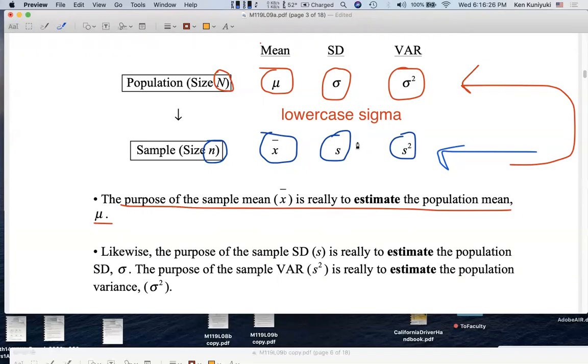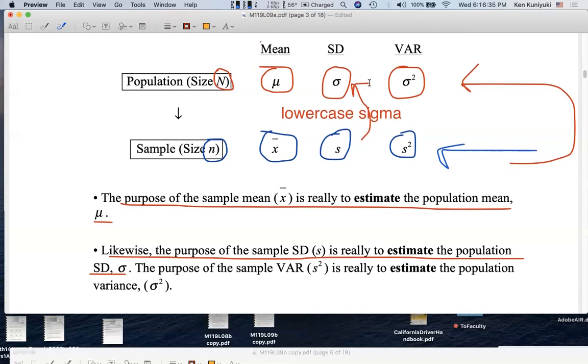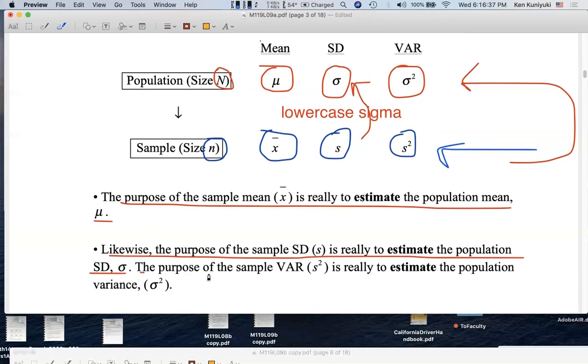Likewise, the purpose of the sample standard deviation, S, is to estimate the population standard deviation, sigma. That's where the inference comes in. And also, the purpose of the sample variance, S squared, is to estimate the population variance, sigma squared. So in inferential statistics, we're going to use the sample statistics, x bar, S, and S squared, to estimate the values of these population parameters, mu, sigma, and sigma squared.